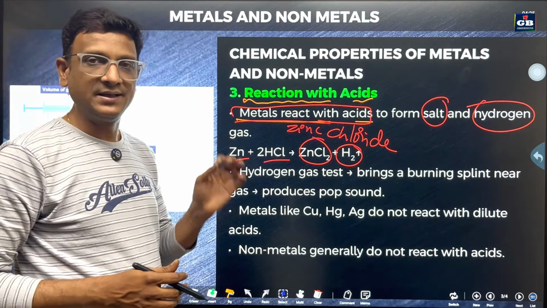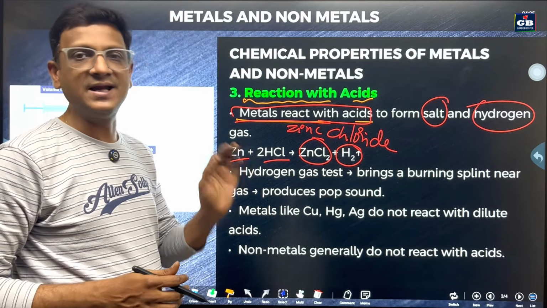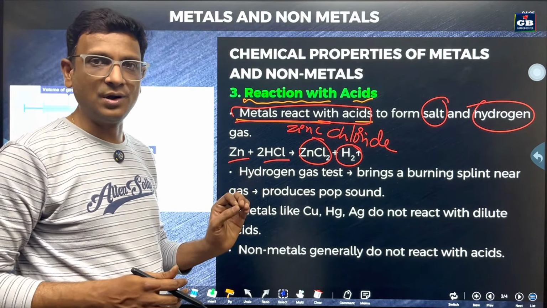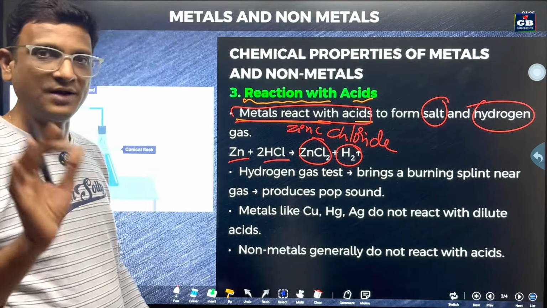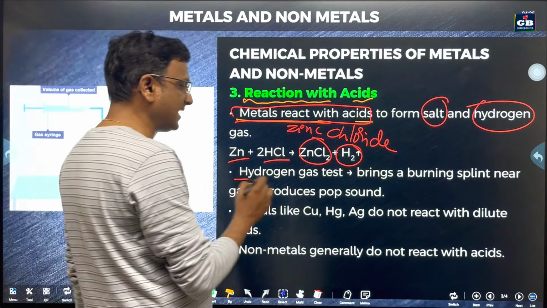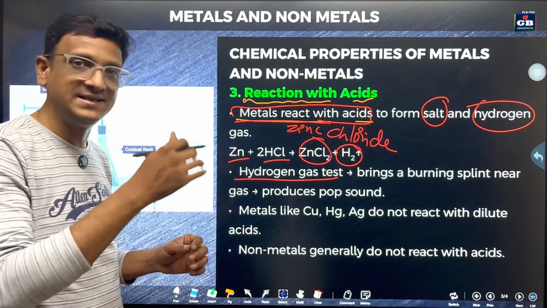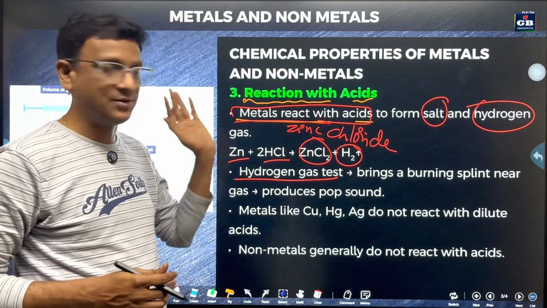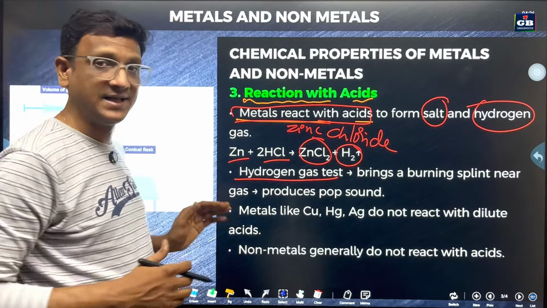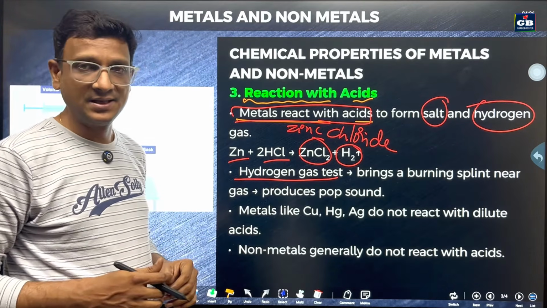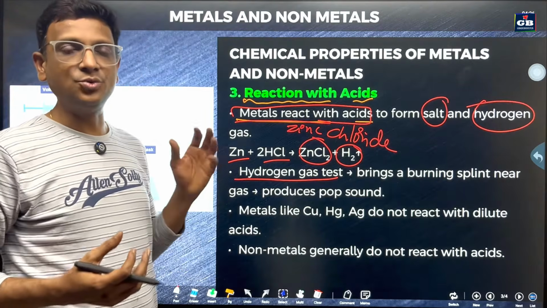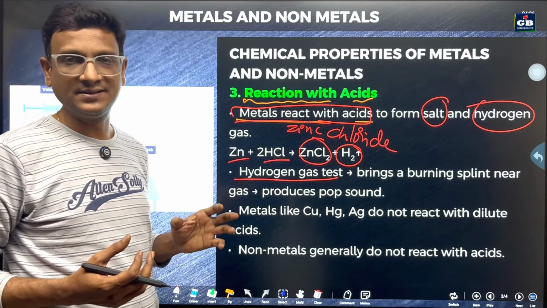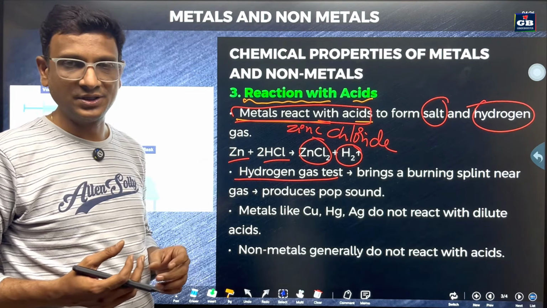So when a metal reacts with an acid, it forms a salt and hydrogen gas. That you have to remember. Now the hydrogen gas test. Whatever the gas released in this reaction, by understanding this equation we can say this is hydrogen. Just by looking at the equation I can say hydrogen gas is released. But whatever the gas released during the reaction, how do you test it? How do you prove that it is hydrogen?